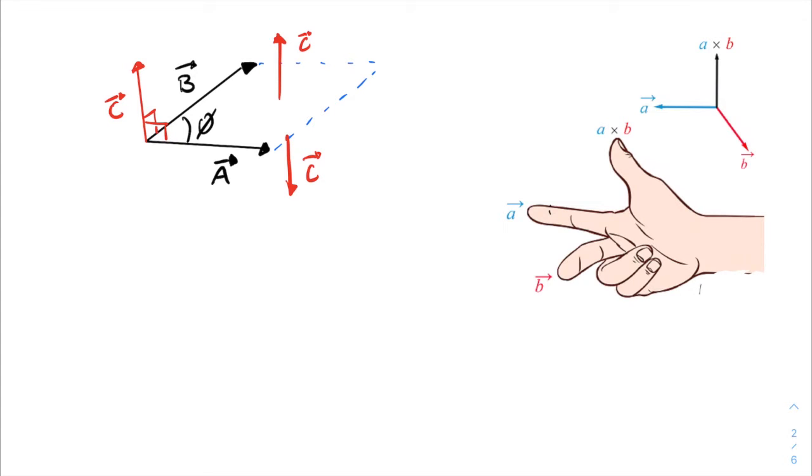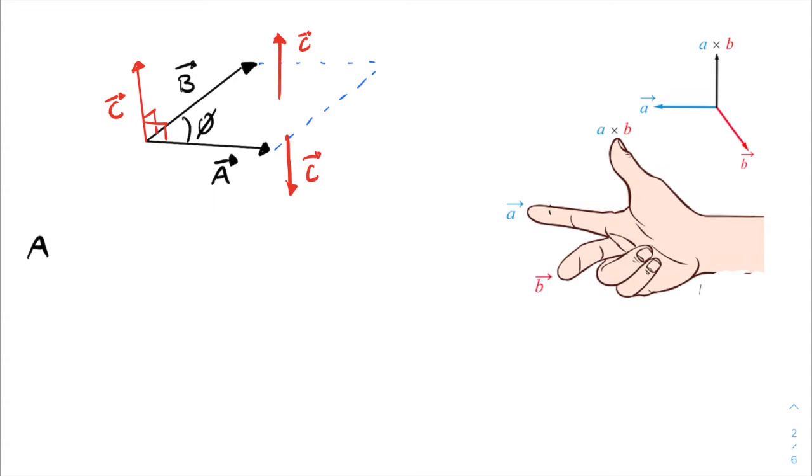So how do we know what is the positive direction or the negative direction of the cross product? Well, this is given by the notation that we're using and something called the right-hand rule, as can be seen here.